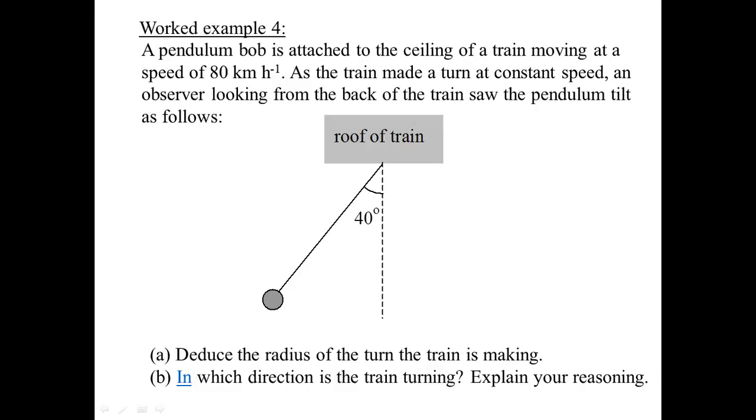Example 4. A pendulum bob attached to the ceiling of a train moving at a speed of 80 km per hour. As the train made a turn at constant speed, an observer looking from the back of the train saw the pendulum tilt as follows. Okay, so in this diagram we can see that this is the roof of the train.